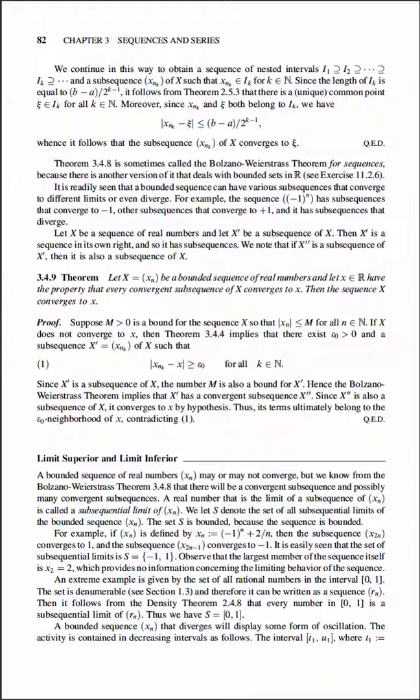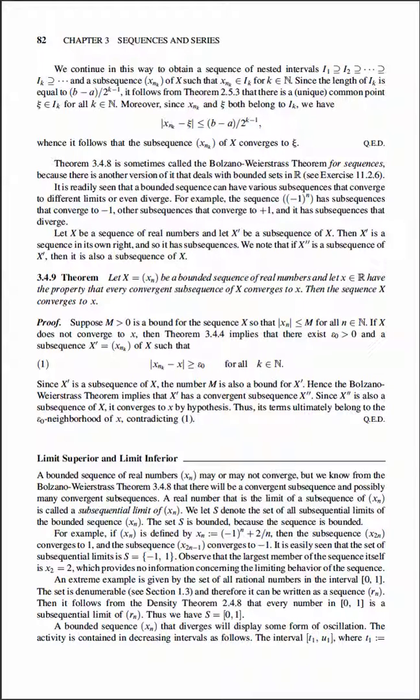So let's see. We have a little note under the proof of 3.4.8, and it's talking about subsequences of subsequences, which is interesting. And there's a theorem about that. Let X be a bounded sequence of real numbers. Let little x in R have the property that every convergent subsequence of X converges to x. Then the entire sequence converges to x. So it says if all subsequences of a sequence converge to the same place, then the sequence converges there as well. Pretty important. I'm not going to say that this is easy to use by any means, but the negation is certainly easy to use. So think about that.